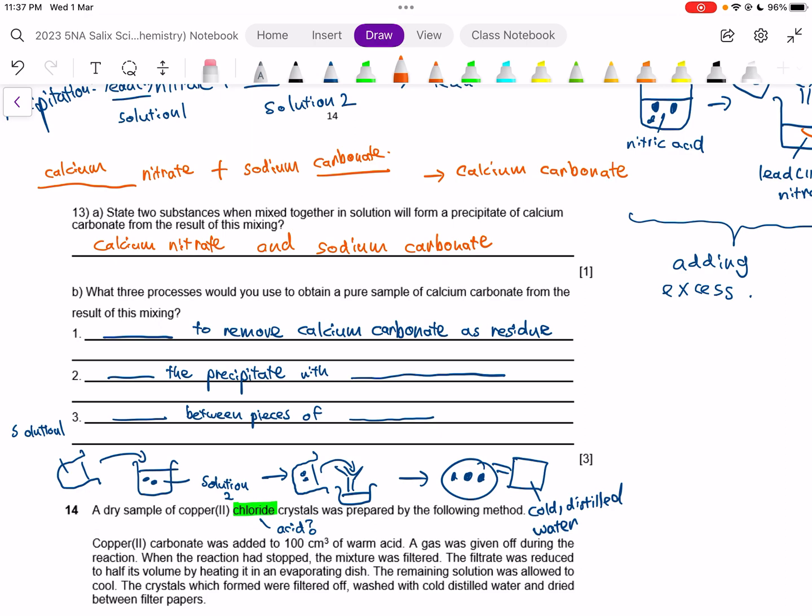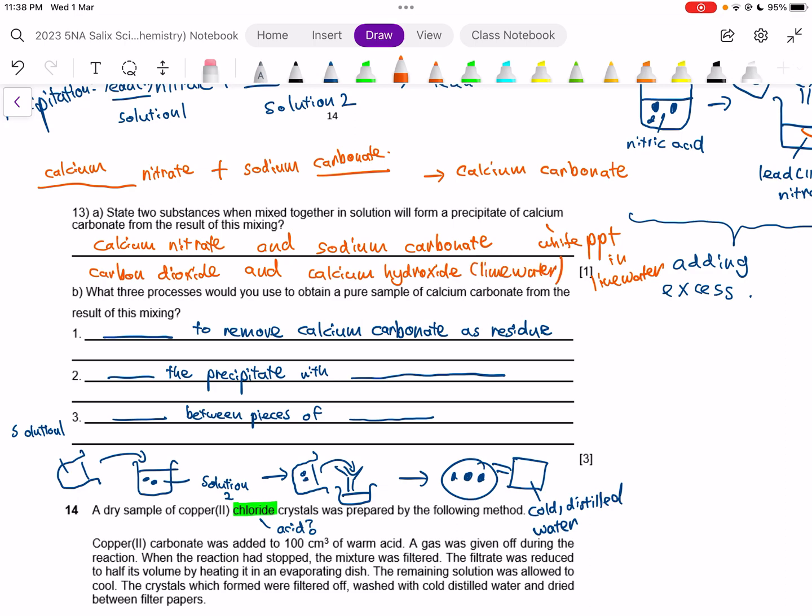Otherwise, actually, this is the white precipitate you get in your lime water, the one that you normally see during your QA. So you can also write carbon dioxide and lime water. Lime water is actually calcium hydroxide. This is your lime water.